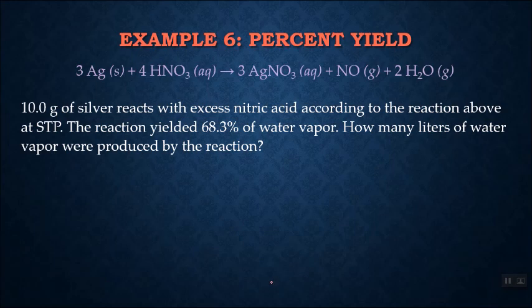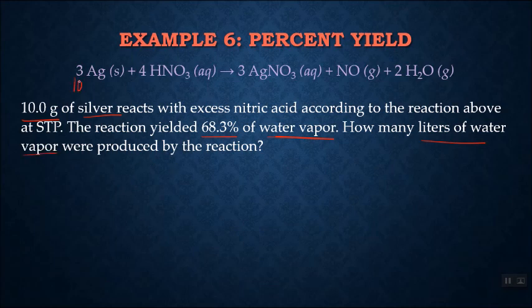of the calculations. And once again, what does that do? You have to really look at the setup, look at what they gave you so that you can figure out where to start. All right, so we have 10 grams of silver reacting with excess nitric acid according to the reaction above at standard temperature and pressure. The reaction yielded 68.3% of water vapor. How many liters of water vapor were produced by the reaction?